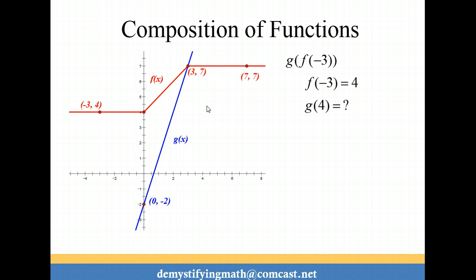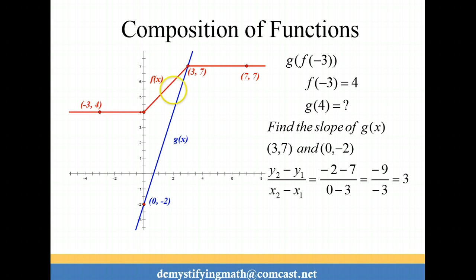So the first thing I need to do is find the slope. So I'm using the 2 points that were given on that line, 3, 7, and 0, negative 2. And I'm finding my slope. So negative 2 minus 7 over 0 minus 3 gives me a slope of 3. In this case, the y-intercept was plotted. So my y-intercept, or my b value, in y equals mx plus b is negative 2. So that means I have 3 for my slope, which is m, x, plus b, which is negative 2. So 3x minus 2 is my g function.